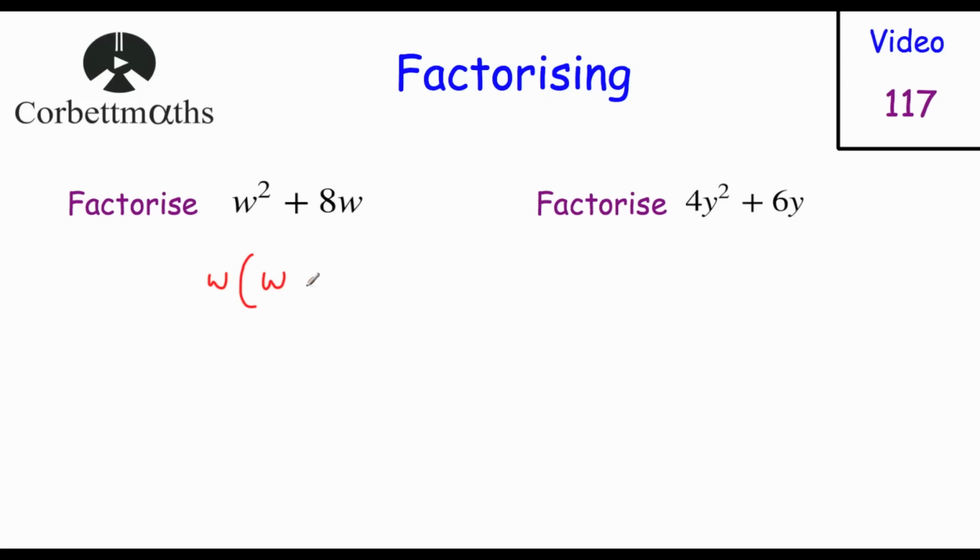And then we've got our plus sign. And then 8w divided by w would just be 8. So our answer would be w bracket w plus 8. And you can test it by expanding the brackets. So w times w is w squared, and w times 8 is 8w.